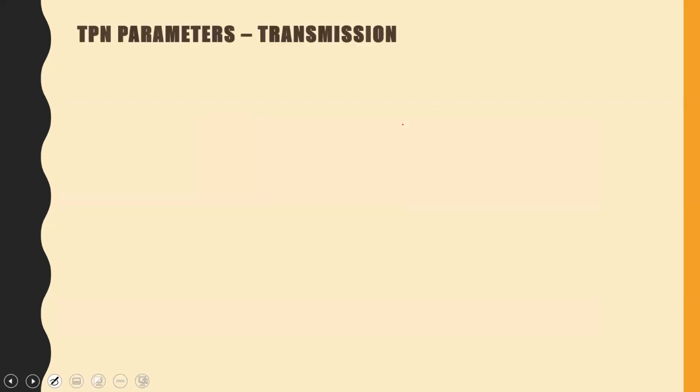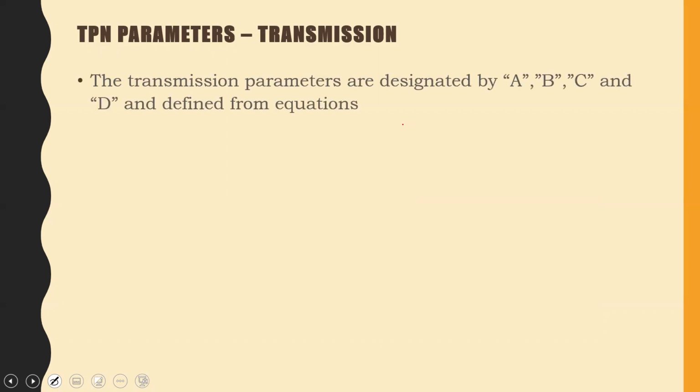Okay, so we have looked at 3 sets of parameters already: impedance, admittance, and hybrid. The final set of parameters that we need to consider are known as the transmission parameters. The transmission parameters are a little more straightforward than the hybrid. They look at the input voltage and current with respect to the output voltage and current. So we have V1 and I1 with respect to V2 and I2.